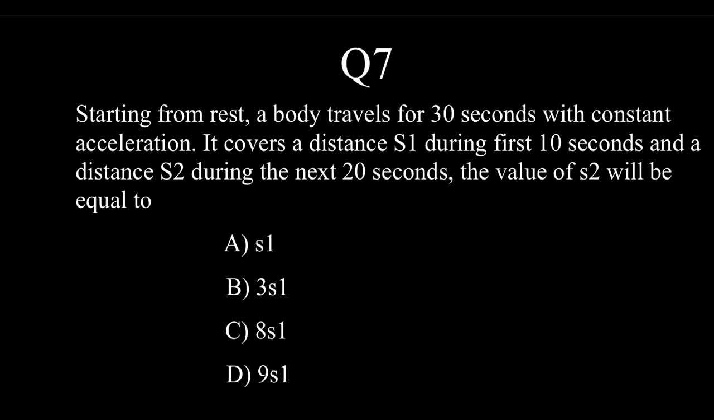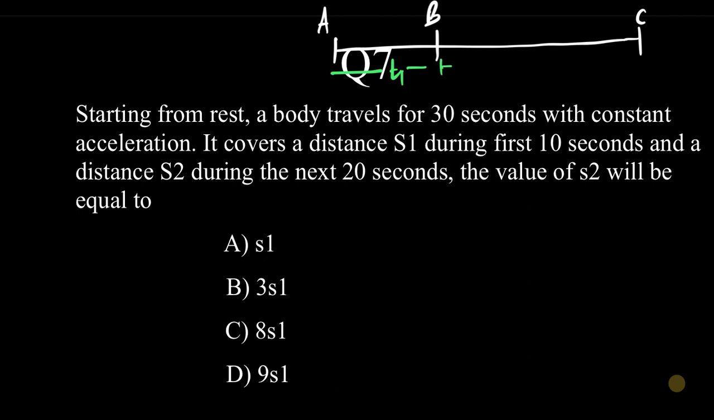We did a similar question a couple of questions back, so let's try to understand this also. So we have a body starting from A, moving till C through the intermediate position B. Let us say the time taken from A to B was t1 and time taken from B to C was t2. According to the question, t1 is 10 seconds and t2 is 20 seconds.